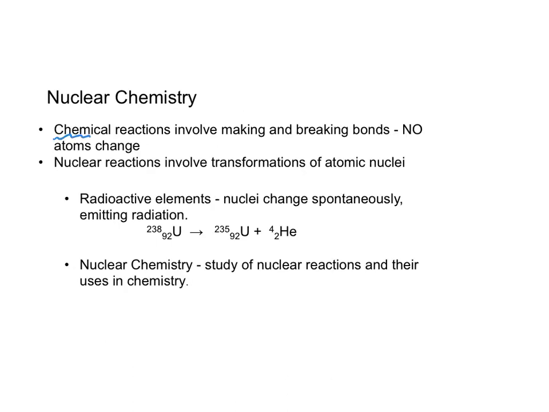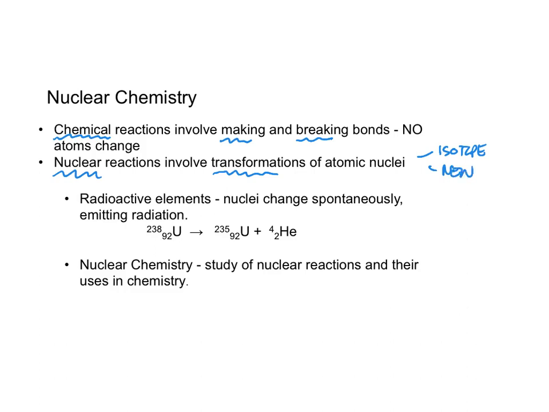When we had regular chemistry, we were making or breaking chemical bonds. We never had an atom change. When we talk about a nuclear reaction, we are going to be doing a transformation. You may be getting an isotope, or you may be getting a brand new element.